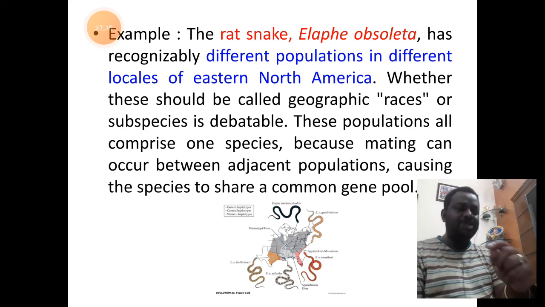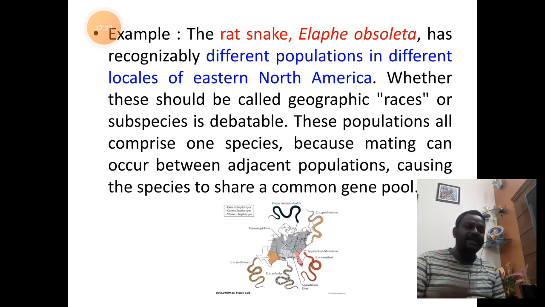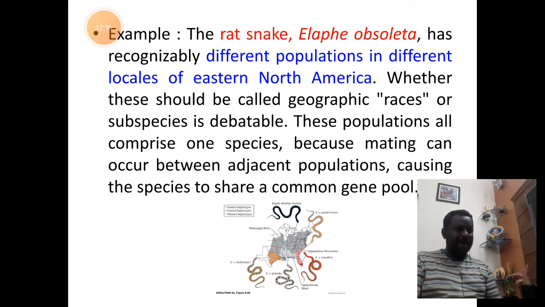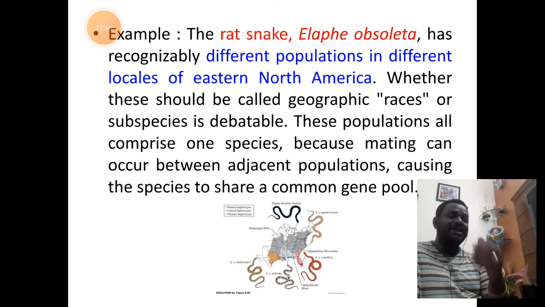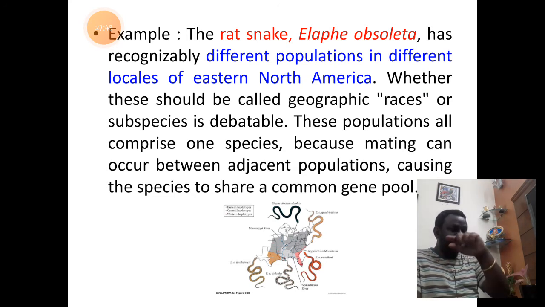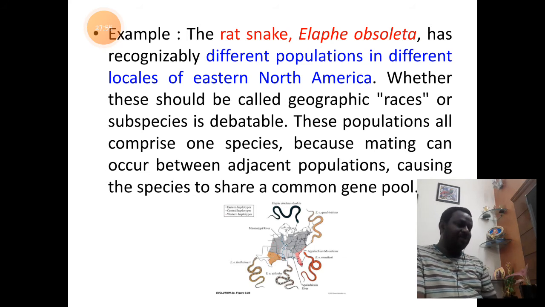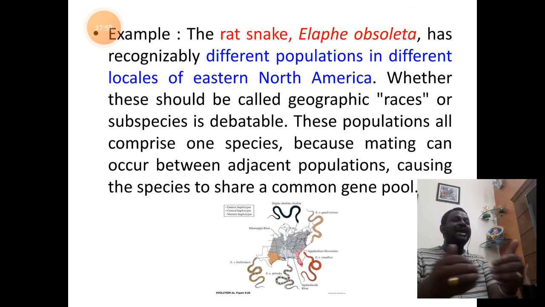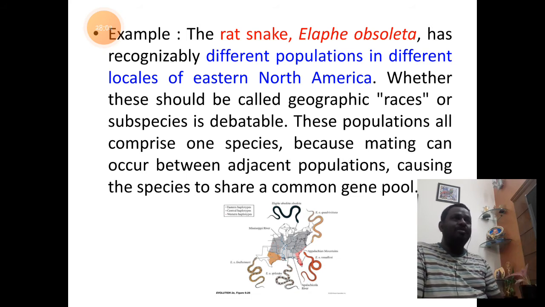When you look at the diagram down here, you find color variation in the snakes of different geographical areas, but they all belong to the same group of rat snakes. The variation in appearance, color and features, is seen at different parts of eastern North America. Why is there this difference in color and features? It is due to subspecies formation. Species can show changes in their characters based on environmental change. We call this the formation of races or subspecies. We also call them biological races.